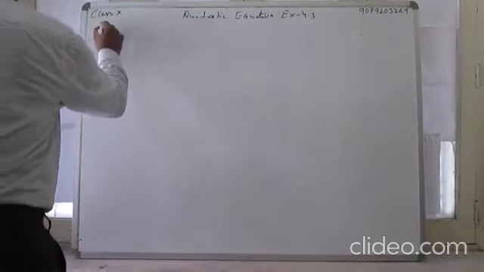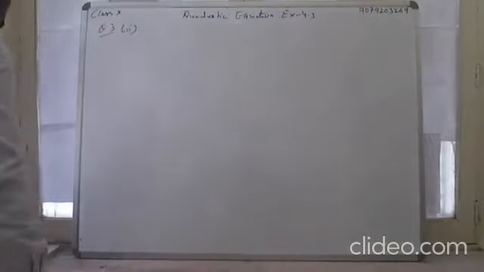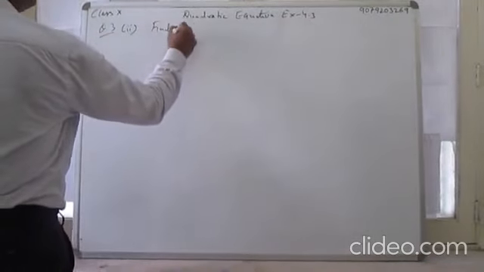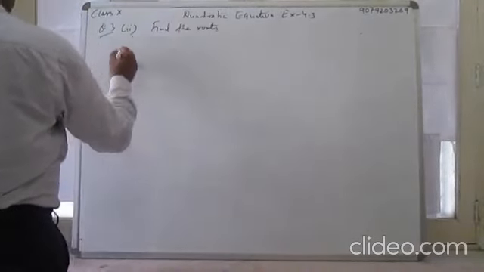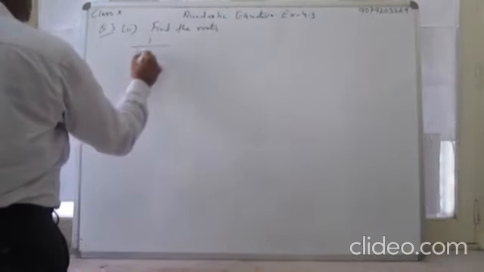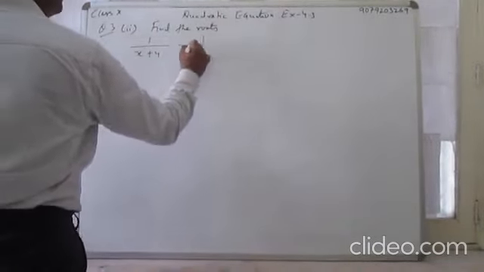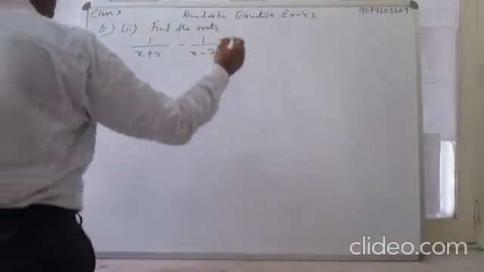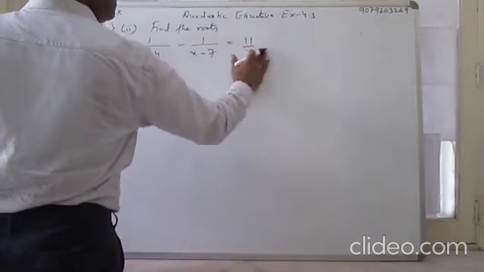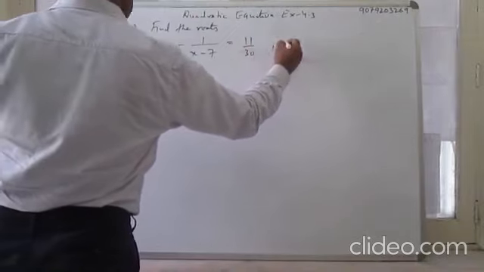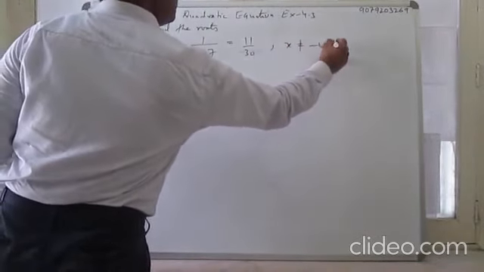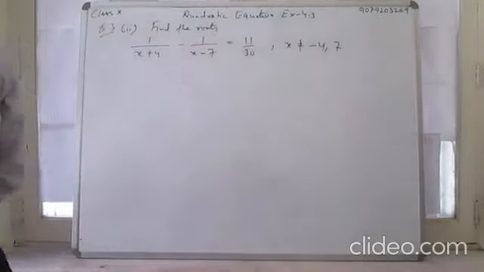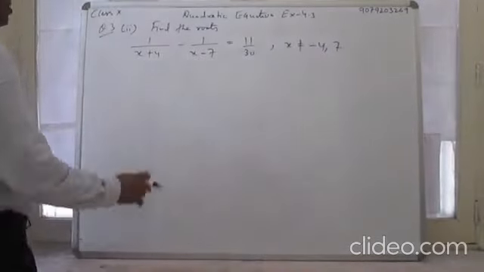Question third, second part. Find the roots of the following equation: 1 upon x plus 4 minus 1 upon x minus 7 is equal to 11 upon 30, where x is not equal to minus 4 and 7. At minus 4 the value becomes infinity, and likewise at 7, so we do not accept these two values. Okay, what are the roots of this equation?